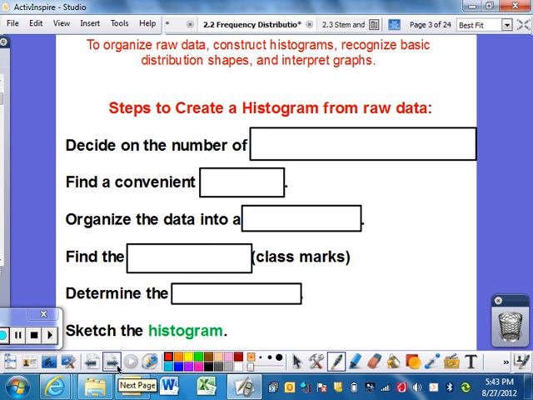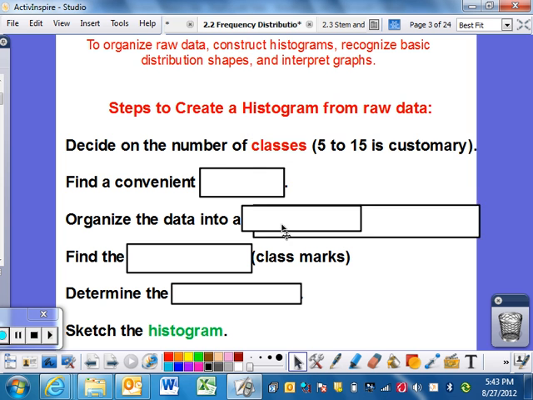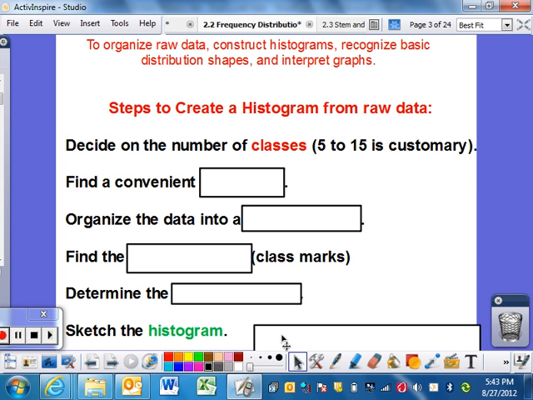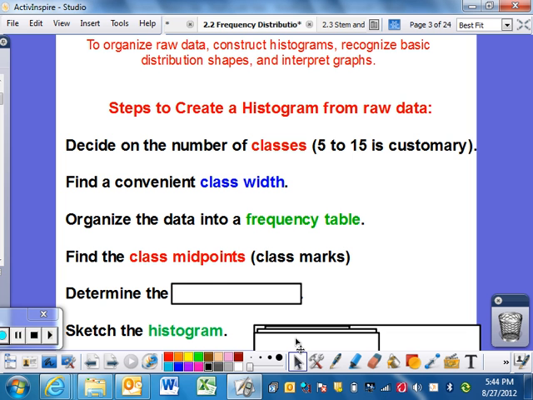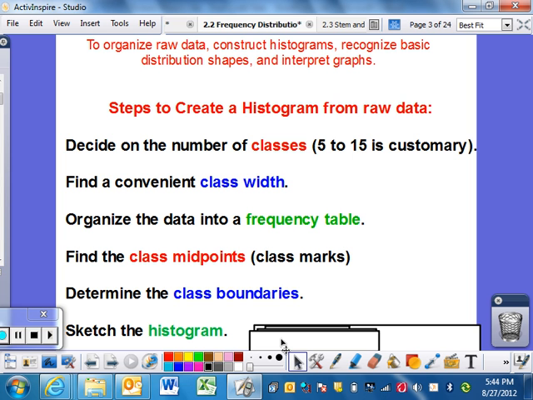Okay, so steps to create it. This might be a good slide to keep in mind. All right, first of all, you're going to need to decide on the number of classes. Many times I'll say 5, and many times this will be given to you in the problem. It's 5 up to 15, depending upon the situation. Find a convenient class width, and I'll show you how to do that. Organize the data into a frequency table. Gather your data, figure out how many entries are in each class, and then find the midpoints. You all know how to find a midpoint. It's essentially an average. And then determine the class boundaries. That's what we're going to put on the actual graph itself, and then you will sketch the histogram.